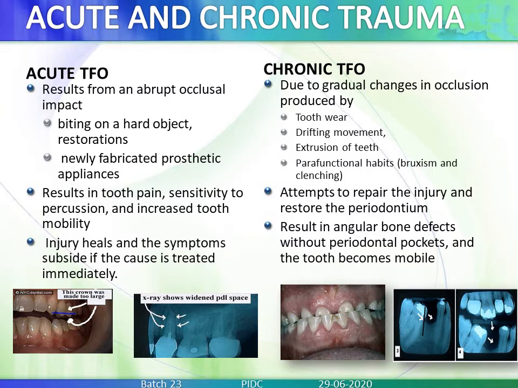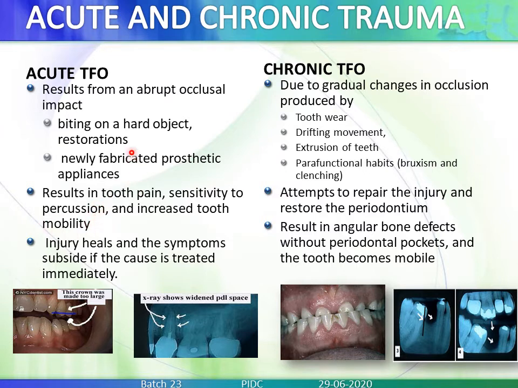Acute trauma from occlusion results from an abrupt occlusal impact, for example immediately biting on a hard object or having new restorations or newly fabricated prosthetic appliances. This might result in tooth pain, sensitivity to percussion and increased tooth mobility.